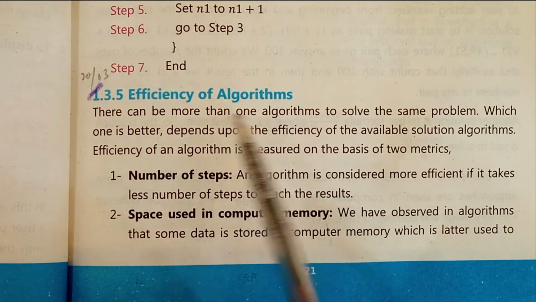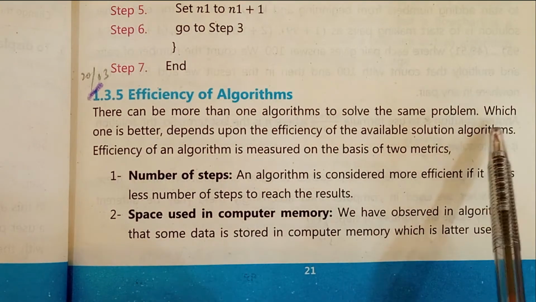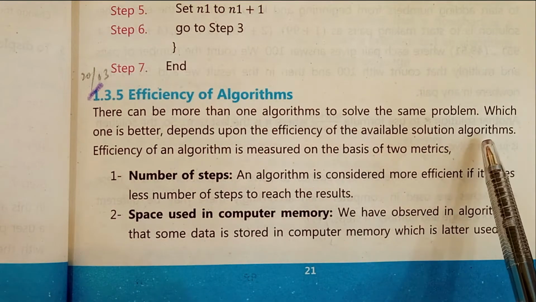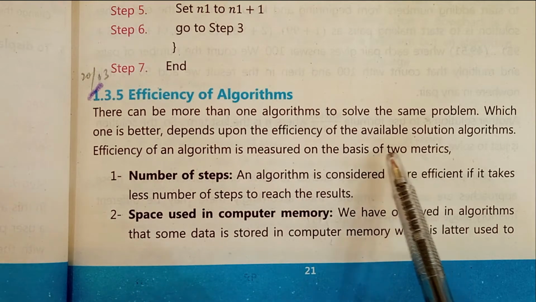Efficiency of algorithms. There can be more than one algorithm to solve the same problem. Which one is better depends upon the efficiency of the available solution algorithms. Efficiency of an algorithm is measured on the basis of two metrics.